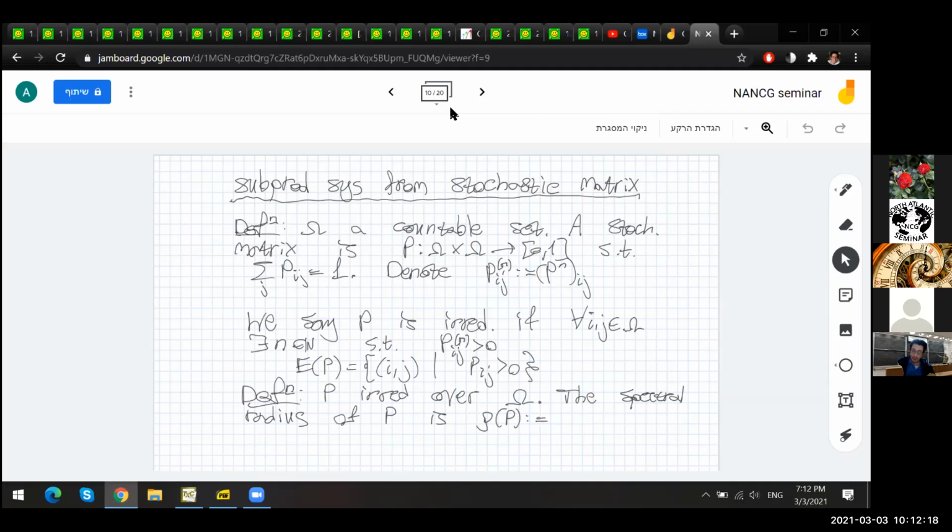That's just going to be the lim sup of n for the nth root of P_ij^(n). Okay, and that's independent of i and j, actually. Okay. And then I want to define another notion.